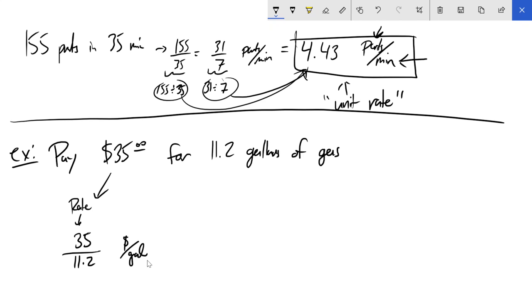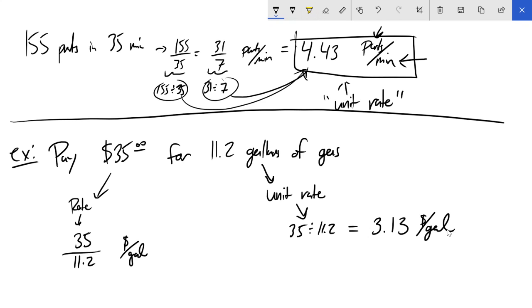So what do you see instead? Instead, you see the unit rate. We'll just do the division, and then round to the nearest cent because we're talking about dollars. So 35 divided by 11.2, what do you get? 3.125, so that would round to 3.13. I'll keep the units out here: dollars per gallon. And that's the unit rate.